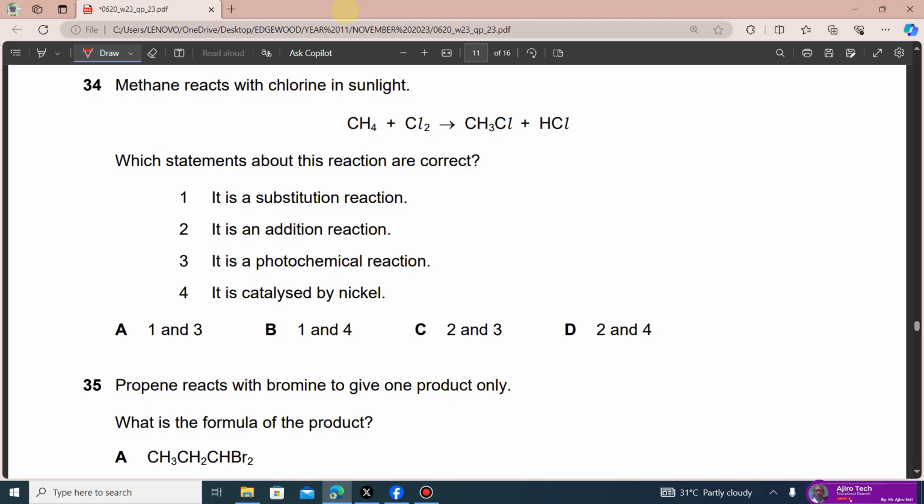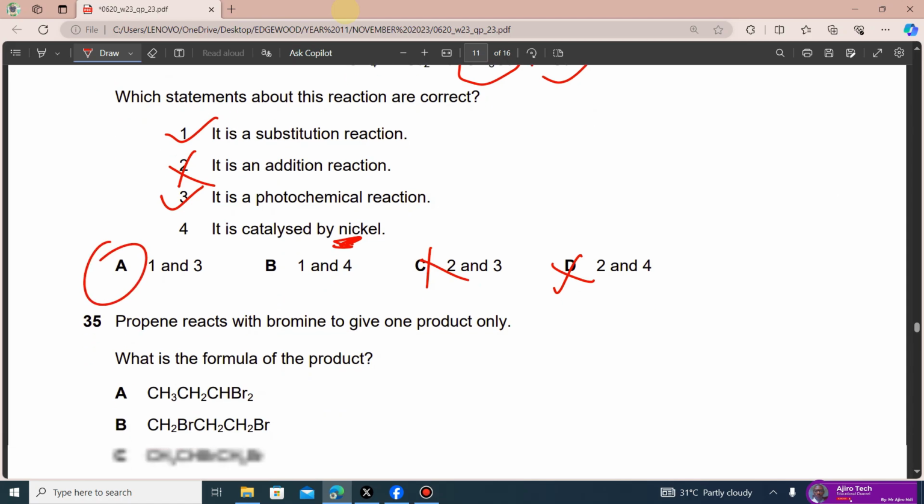Methane reacts with chlorine in sunlight. Now, whenever methane reacts with chlorine, 2 products are formed, because a group replaces another group, okay? And that is not an addition reaction. So anything addition is off. So 2, anything having 2 is off. So I left it A and B. Now you're told that sunlight is present, which makes it a photochemical reaction. There is no catalyst needed there. So 1 and 3 is the answer.